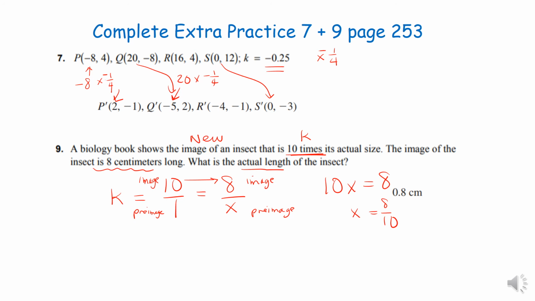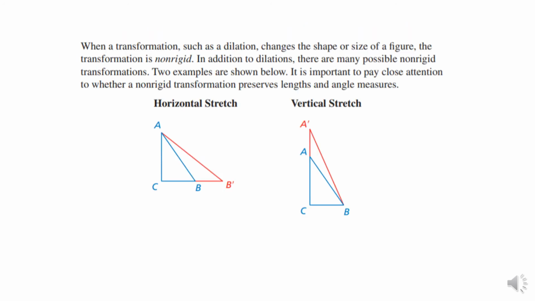Okay, the last little bit of information I want to give you is just FYI. It says, when a transformation such as a dilation changes the shape or size of a figure, the transformation is considered non-rigid. When we move translations, when we move them over, they're exactly the same size and shape. But a dilation is non-rigid because we're changing the size. Okay, we're expanding the shape. Any kind of change is non-rigid.